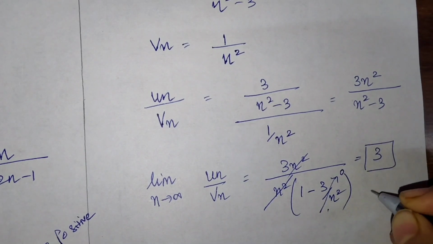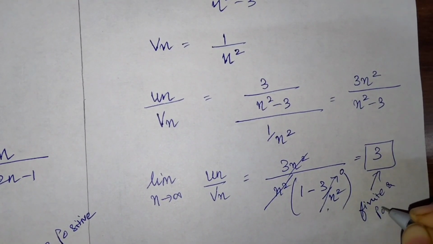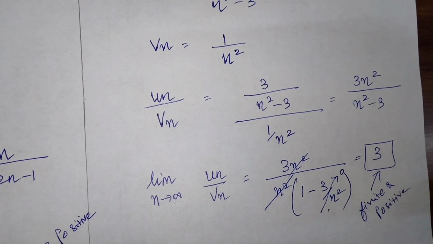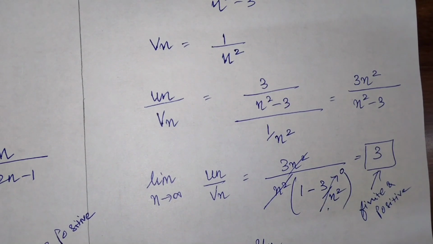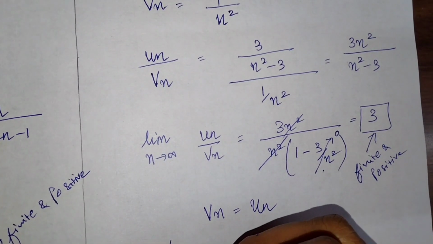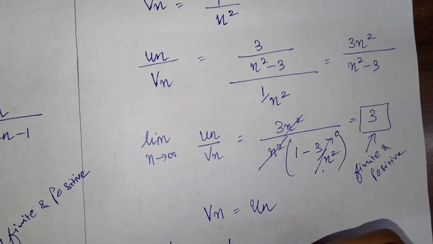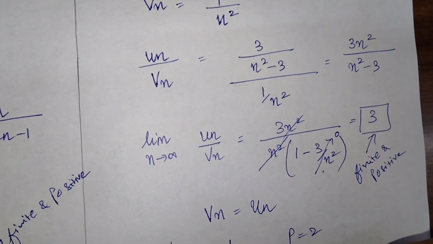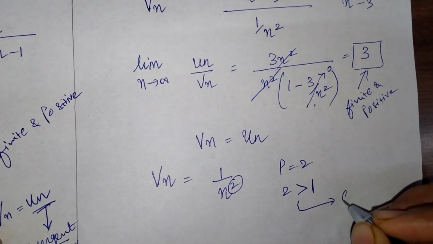And as we got finite and positive value again, we can apply here comparison test, that is Vn will be equivalent to Un. If Vn is convergent, then Un will also be convergent. If Vn is divergent, then Un will also be divergent. So let us find the nature of Vn by p test. Vn is 1 by n square, that is p is 2 and 2 is greater than 1. So answer is convergent.